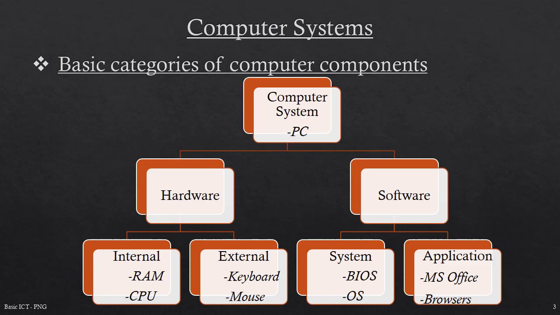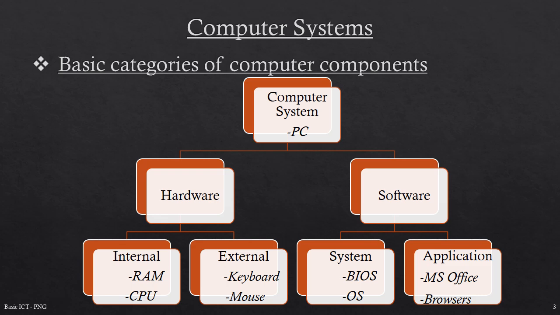Let's look at software. Software can also be further categorized into two. First would be the system software and the application software. Examples of system software would be BIOS and operating system, OS. And examples of application software would be Microsoft Office suite of applications such as Word, Excel, PowerPoint, and browsers as well, such as Google Chrome, Firefox.